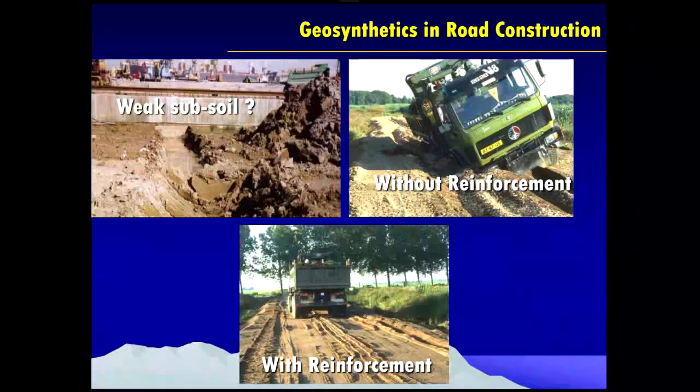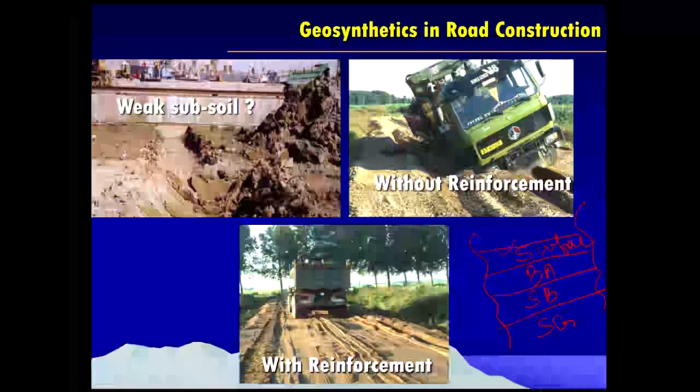Now let's move further: geosynthetics in road construction. Where do you use these materials? We know that we have a classical cross section of the flexible pavement, which consists of the subgrade, subbase layer, base layer, as well as the surface layer. Of course, in the rural road, we don't have any binder course. We are straight away using a surface course.